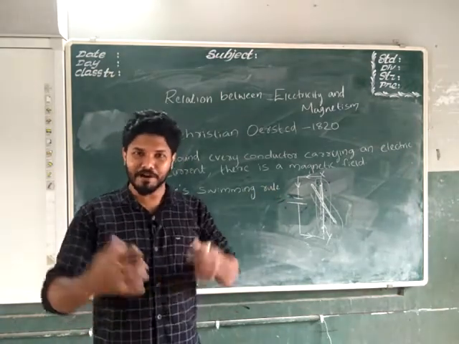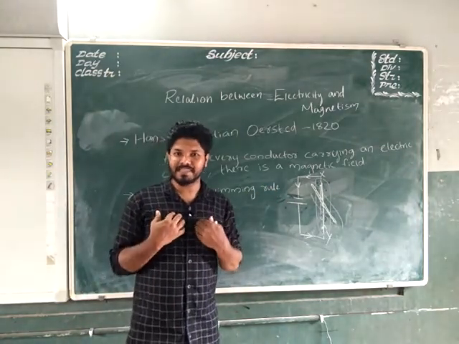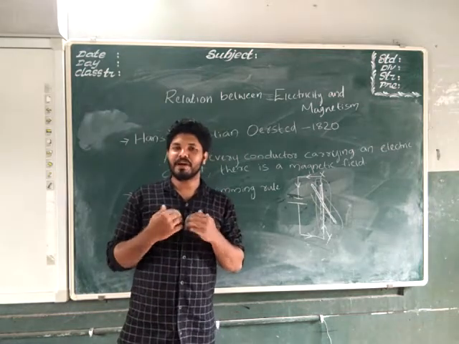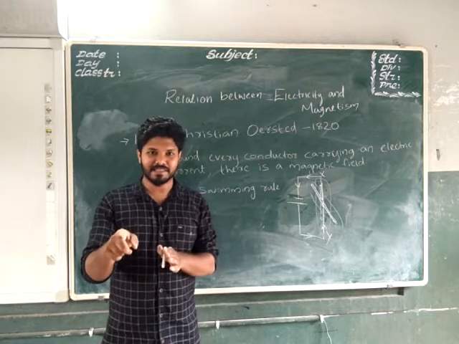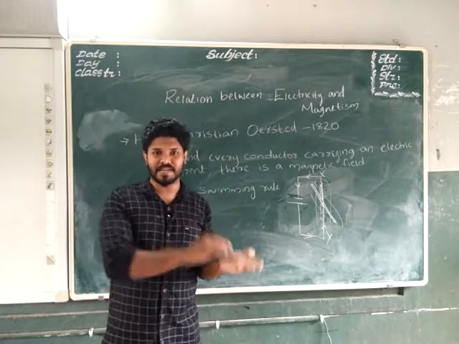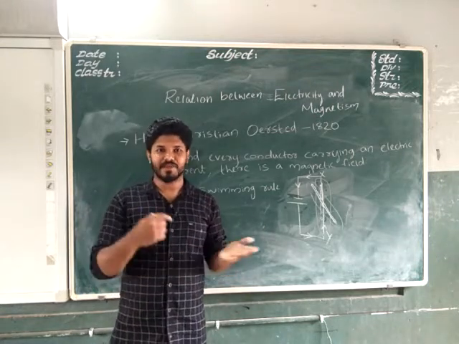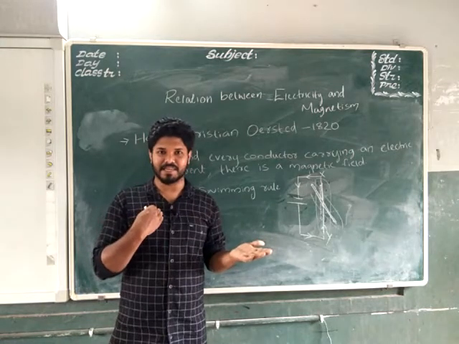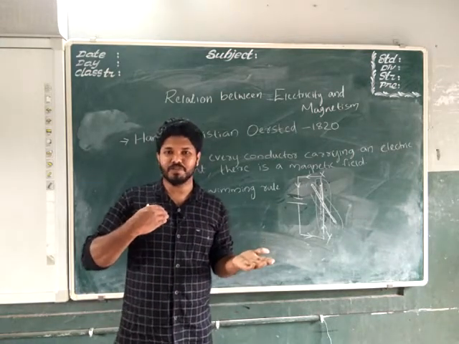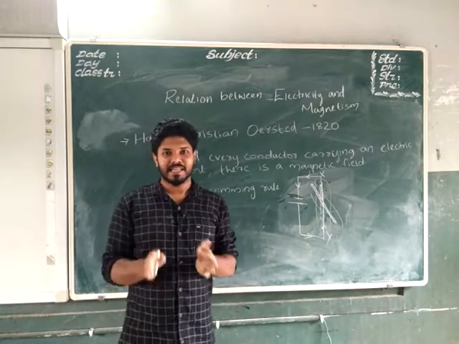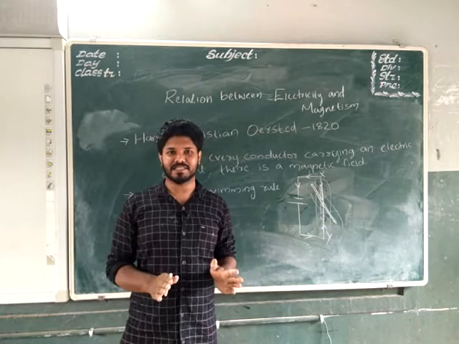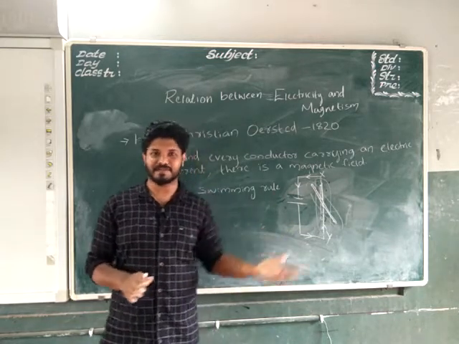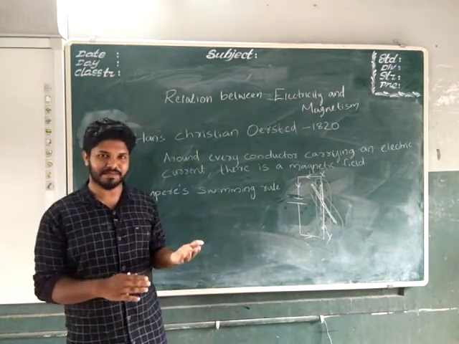We just have to imagine ourselves as an electric current, and if we are flowing towards a magnetic needle, the magnetic needle will deflect towards our left hand. What is that? We have to imagine ourselves as an electric current. So if we are swimming towards a magnetic needle, the north pole of the magnetic needle will deflect towards the left hand. That means to our left side.